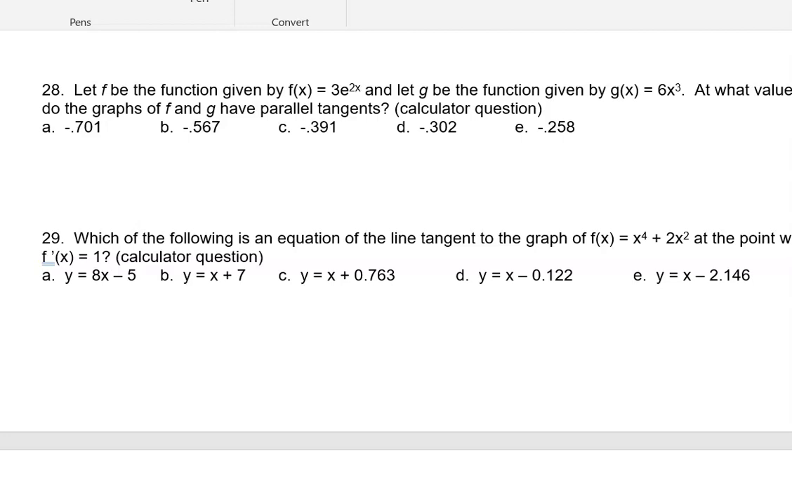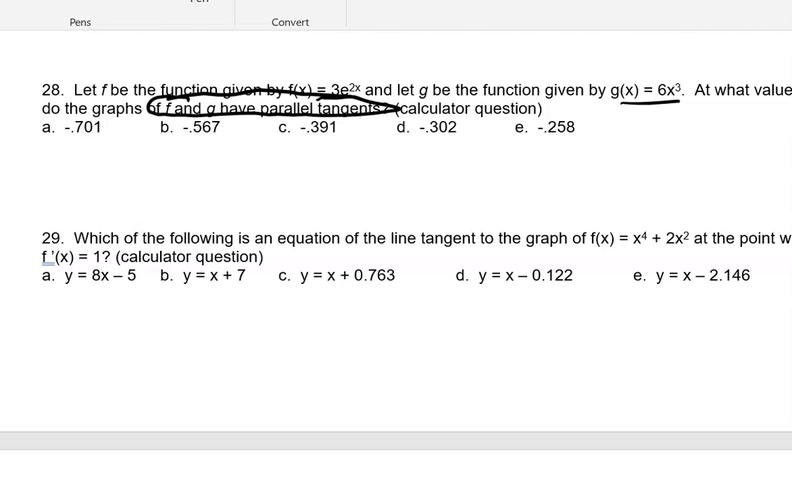So when it says let f be a function given by, you're given f, you're given g, and then the functions are here and here. So we're given two functions, basic little setup. The question then asks, at what value of x do the graphs of f and g have parallel tangents? I may have given you this one, I don't know. This might be one you've seen before.